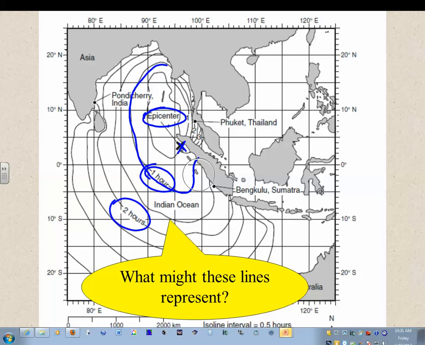So these types of maps are useful for many reasons. They tell us information that we might want to know.